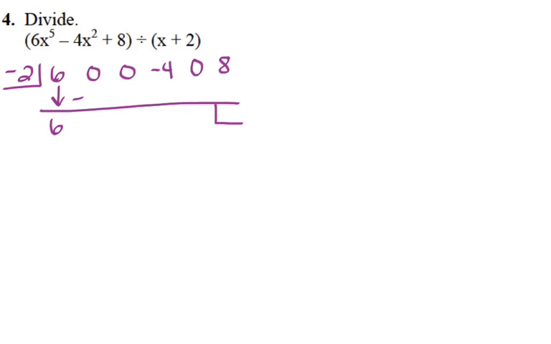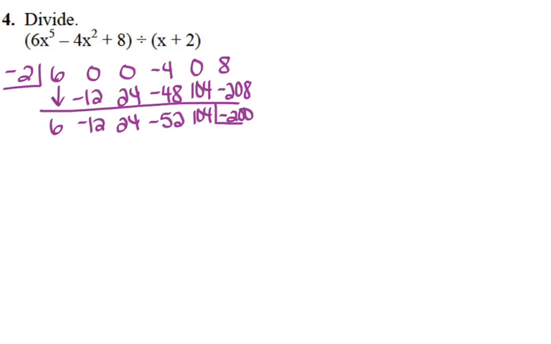6 times negative 2 is negative 12. I can combine, multiply, gives me 24. I can combine, multiply, that gives me negative 48. Combine, multiply again, combine, and multiply again. So my remainder is negative 200.